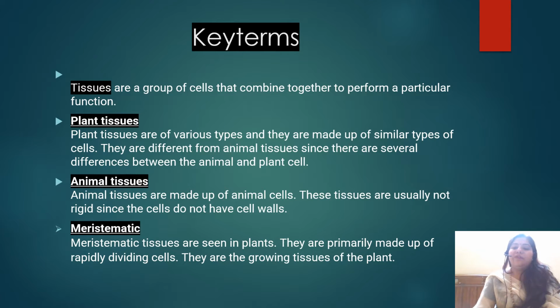Then different types of tissues are plant tissue. Plant tissues are the tissues which are present in the plant, and animal tissues are the tissues which are present in animals. Then we have meristematic tissue. Meristematic tissue is basically a plant tissue which has the capability of growing or dividing continuously. Throughout their life, this tissue divides and helps in the elongation of the plant. So these are also called the growing tissue of the plant.